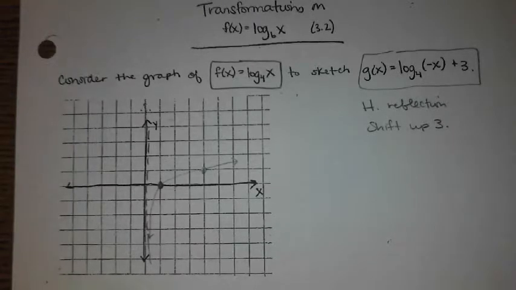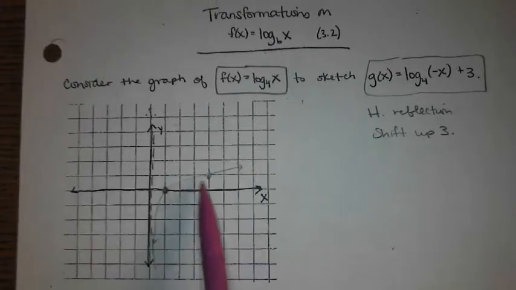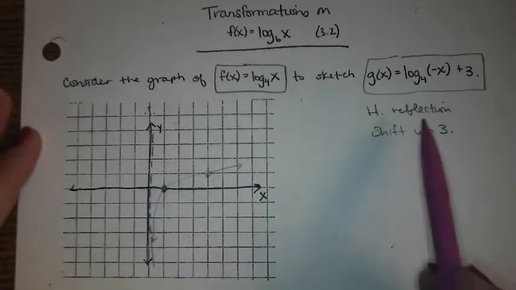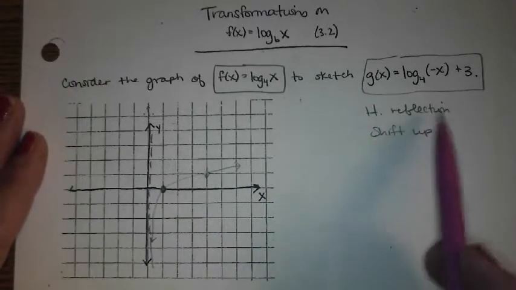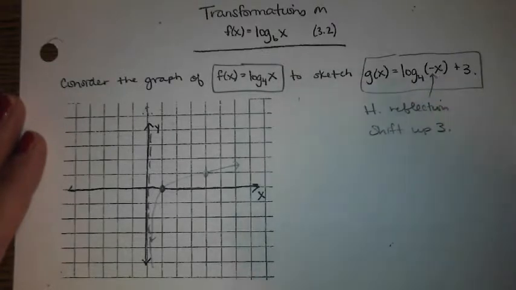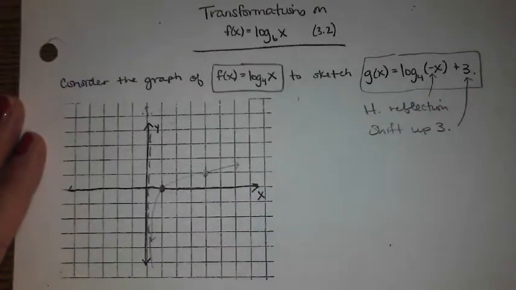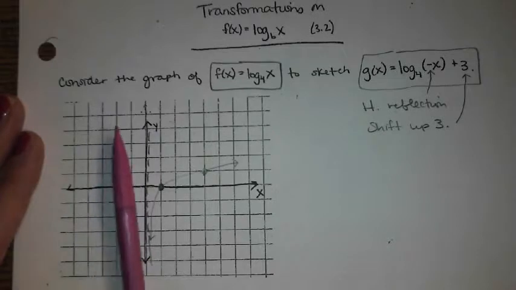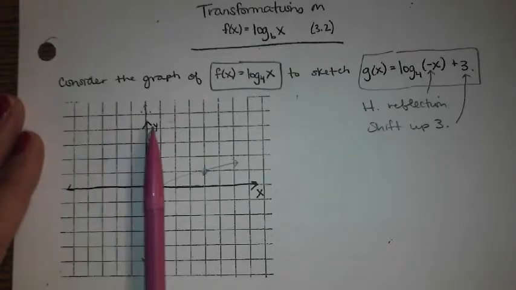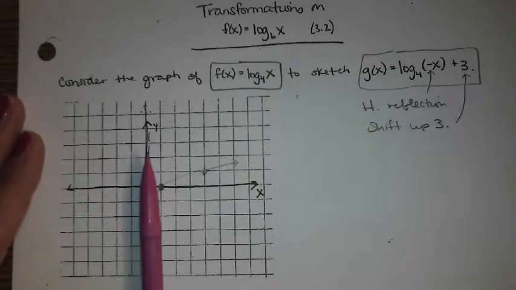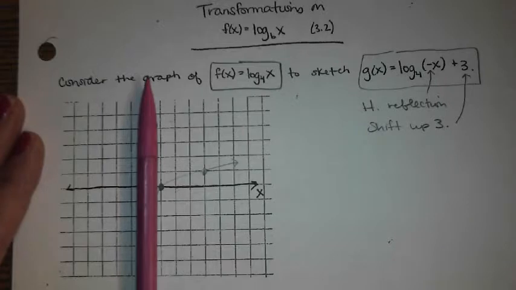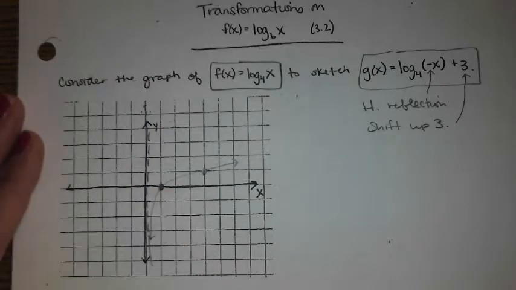Okay, so each of those critical points in the parent graph, the (1, 0), the (4, 1), and the asymptote, are all going to be horizontally reflected due to the negative sign, and then shifted up 3 due to the plus 3. So starting with the vertical asymptote, when you horizontally reflect it over the y-axis, it does not move. And then when you shift it up 3, it does not move.